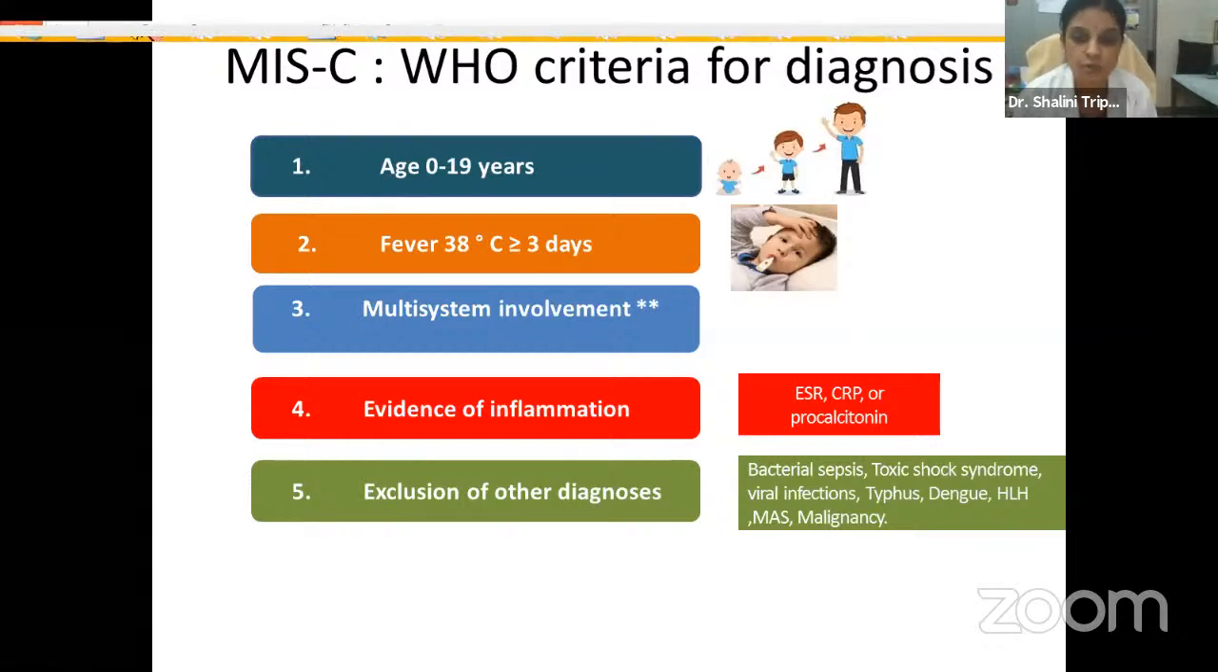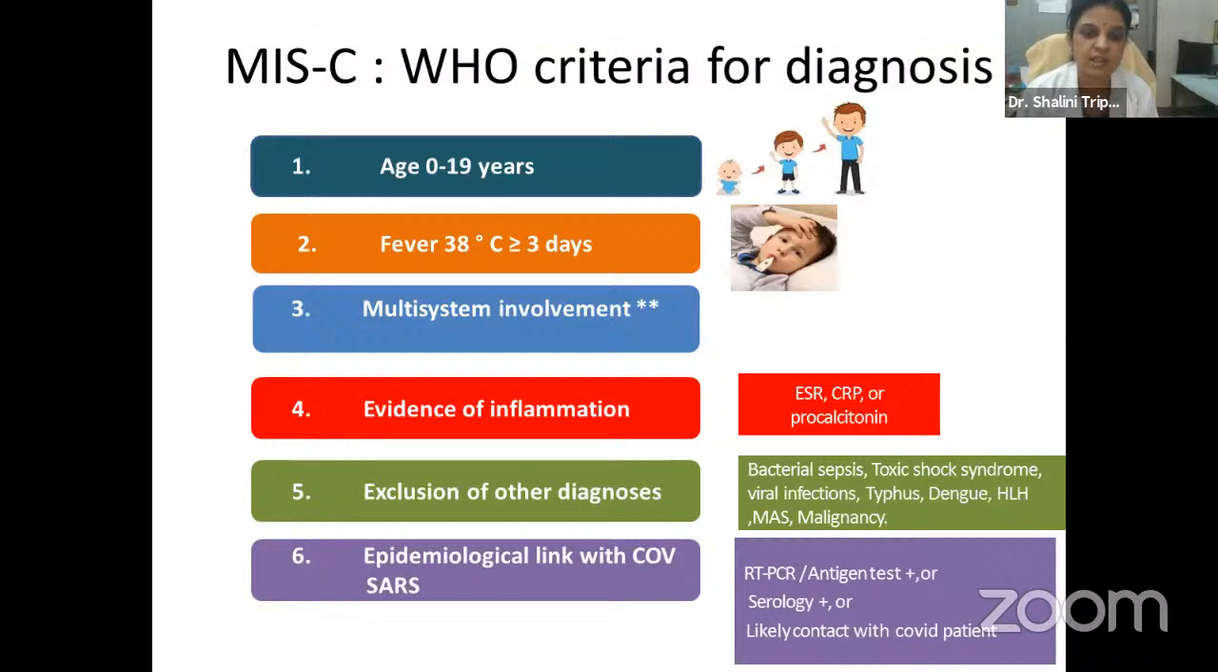in which dengue is most prevalent in this season. Then only think about this particular condition, because all these markers will be positive in the other conditions also.